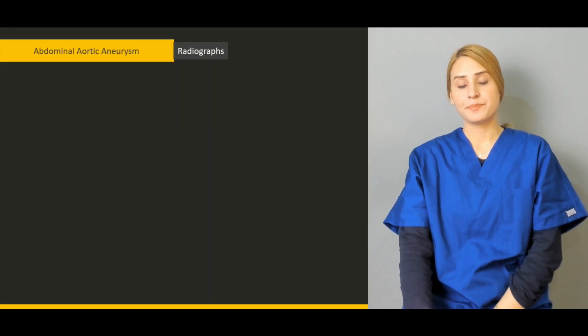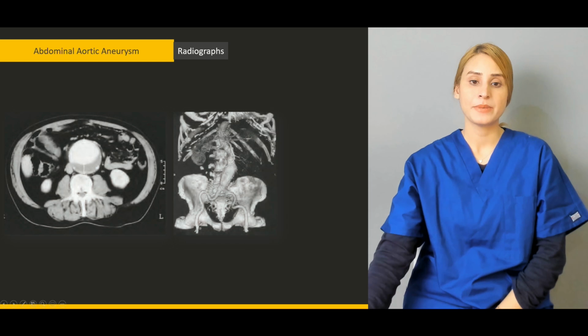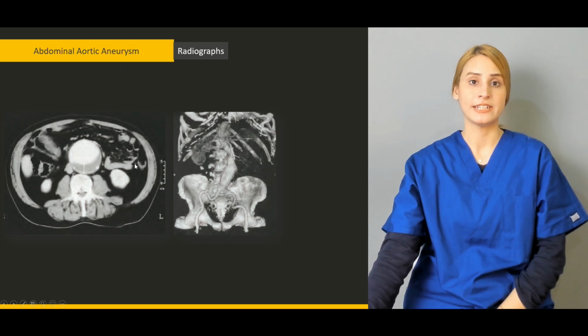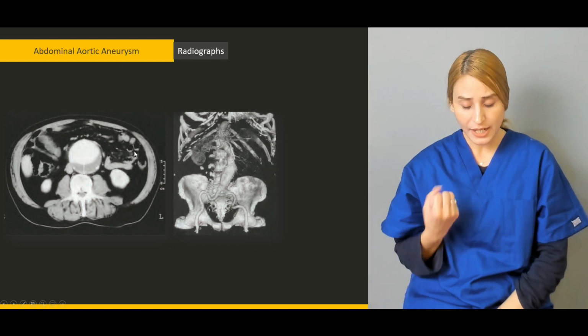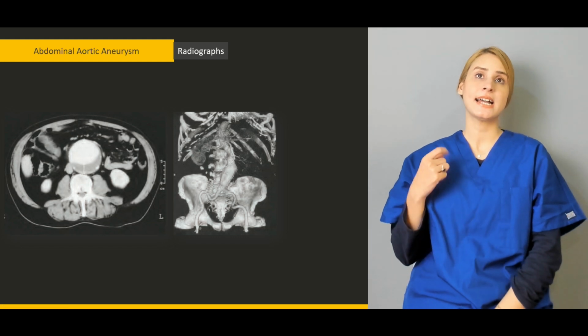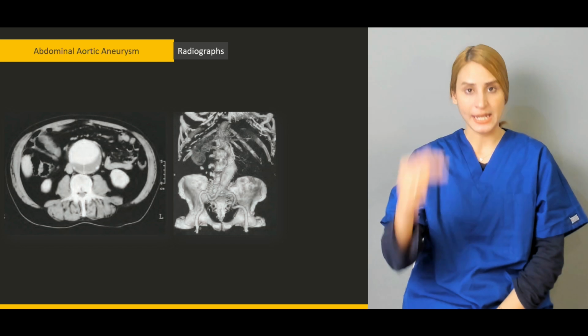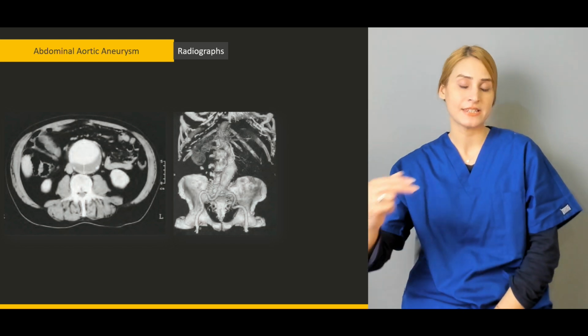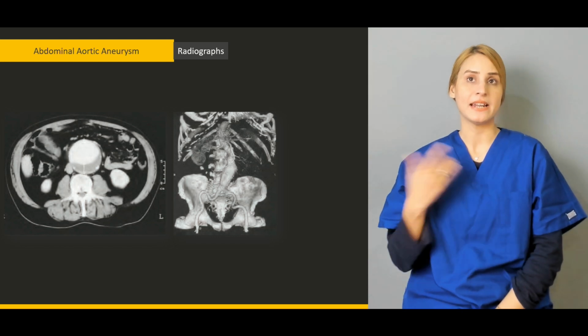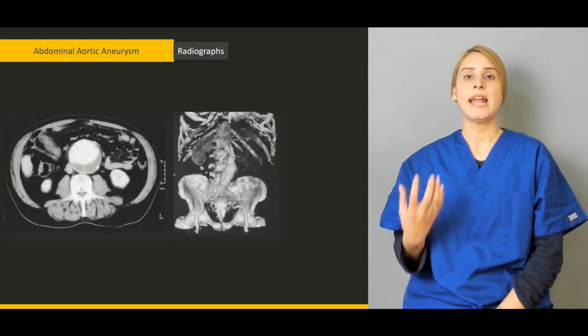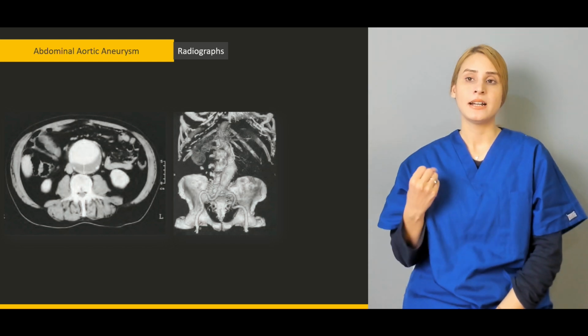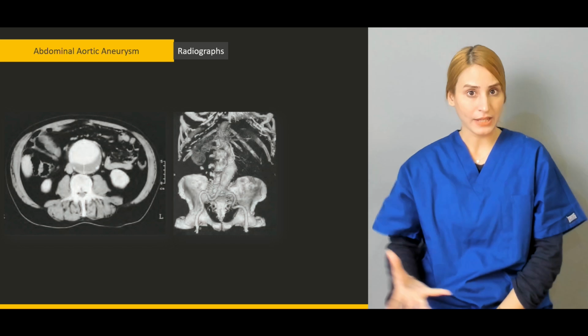Now, what kind of information are these radiographs going to give you? The important thing is that you need to go for a CT scan. You need to go for the MR, which is magnetic resonance angiography, MRA. And you also need to go for duplex scanning.